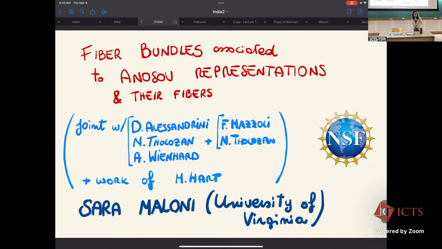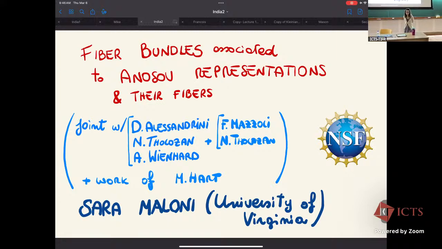As Mike was pointing out, today there are more authors appearing because what I plan to do today is to work through two examples. One that we discussed with Daniele Alessandrini, Nicola Tolosani, and Anna Wienhard. And from that, with Filippo Mazzoli and Nicola Tolosani, we were thinking about the case of PSL3R. So in the first example, we do Sp4C and the domain of discontinuity in the Lagrangian. Then we look at PSL3C, the domain of discontinuity in the full flag. And then my PhD student, Mason Hart, hopefully I will arrive to his work. He found a different idea about how to study the fiber.